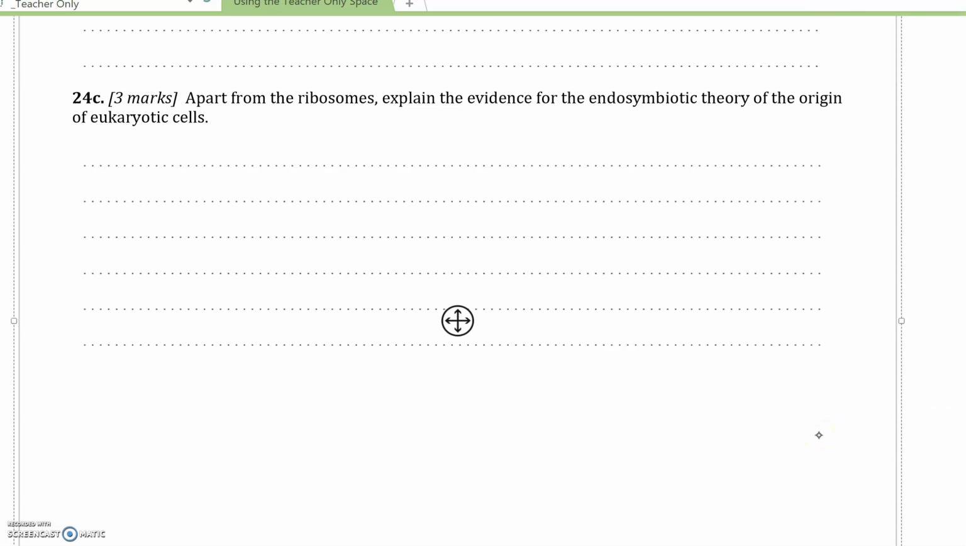Then 24c, apart from ribosomes, explain the evidence for the endosymbiotic theory of the origin of eukaryotic cells for 3 marks. So we're not looking for the idea that they have 70S ribosomes. We're looking for things like the mitochondria and chloroplasts show features that are similar to prokaryotes. They're similar in size, they multiply by binary fission, they have their own naked DNA, and they're surrounded by a double membrane. Those are the sorts of things that you're looking for there, but only 3 of them, obviously.